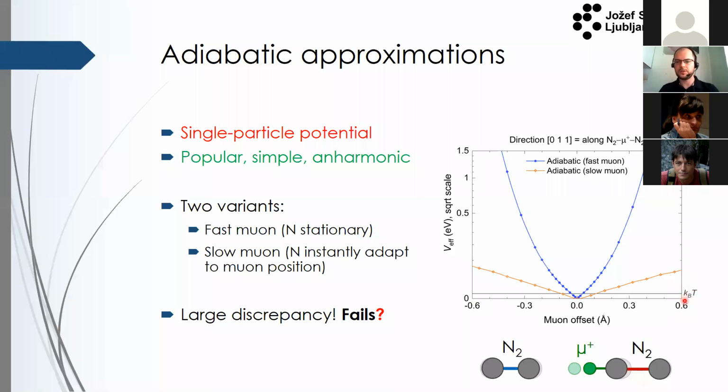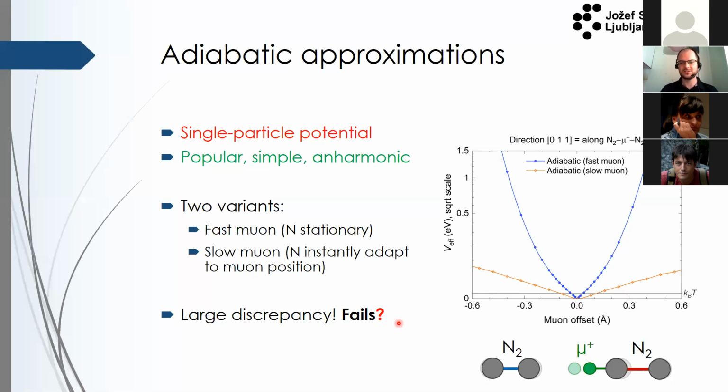We see that even compared to the thermal energy, which is usually much lower than the 0-point energy, even the thermal energies, the two approximations differ a lot in terms of what one would anticipate the muon wave function spread to be. So how far it spreads. This discrepancy doesn't look promising for us.